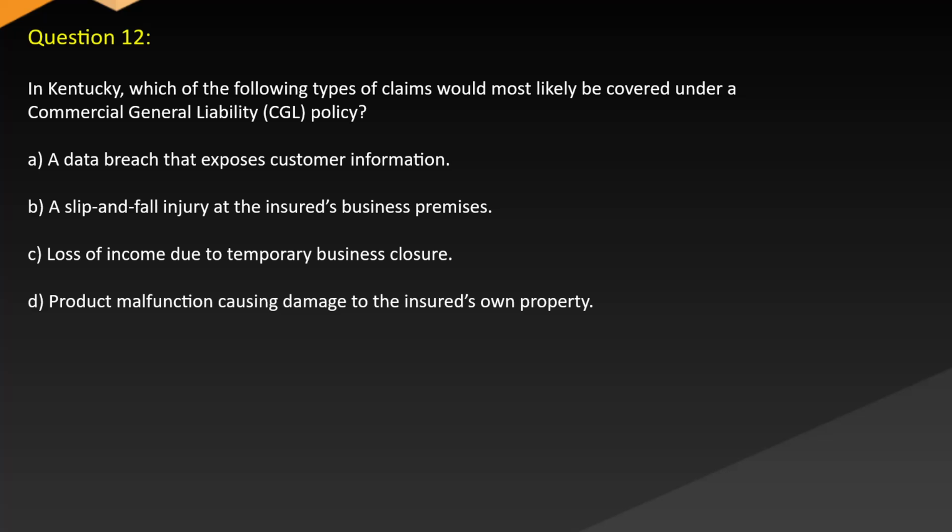Question 12. In Kentucky, which of the following types of claims would most likely be covered under a commercial general liability (CGL) policy? A. Data breach that exposes customer information. B. A slip and fall injury at the insured's business premises. C. Loss of income due to temporary business closure. D. Product malfunction causing damage to the insured's own property.